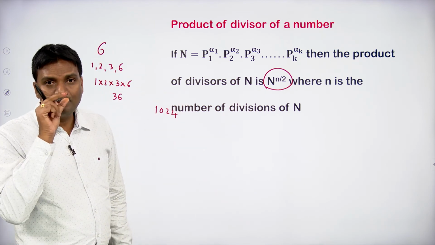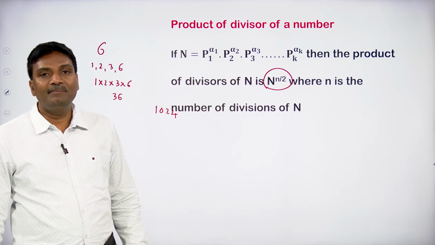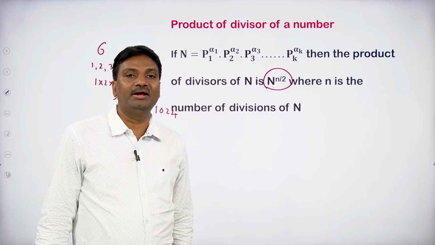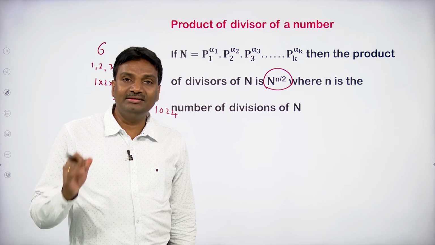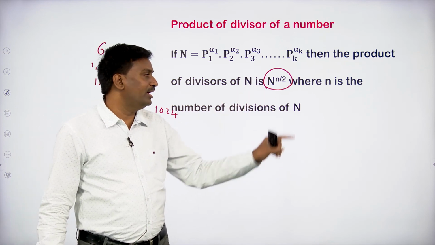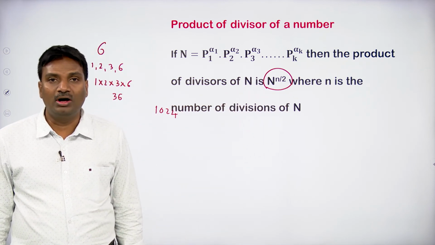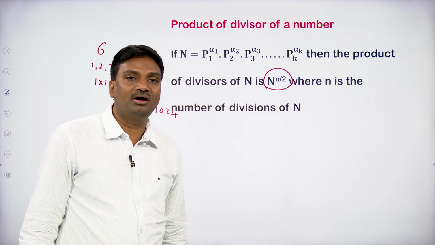To find the product of all divisors of n, we can use the formula capital N power small n by 2, where capital N is nothing but the given natural number, and small n is the number of divisors of capital N.